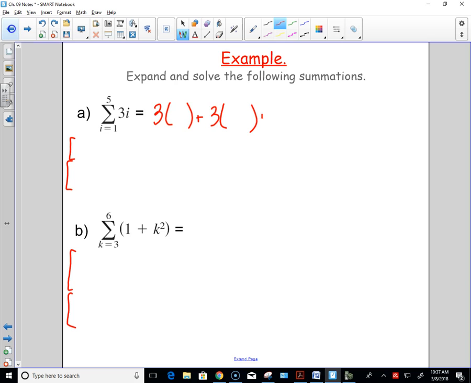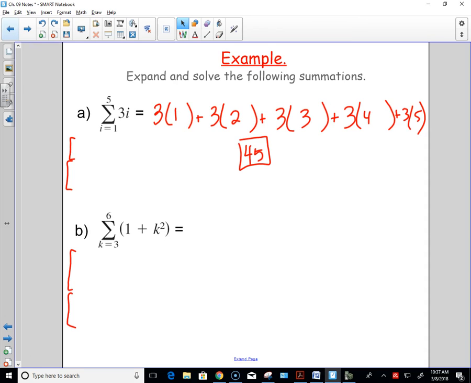There's a pattern. All you got to do is just add. And what do you plug in? Well, you start at the lower bound, and you keep counting by ones until you reach the upper bound. So it's 1 3, 2 3s, 3 3s, 6 3s, 10 3s, 15 3s. Wait. 3, 6, 10, 15. Yeah, 15 3s.